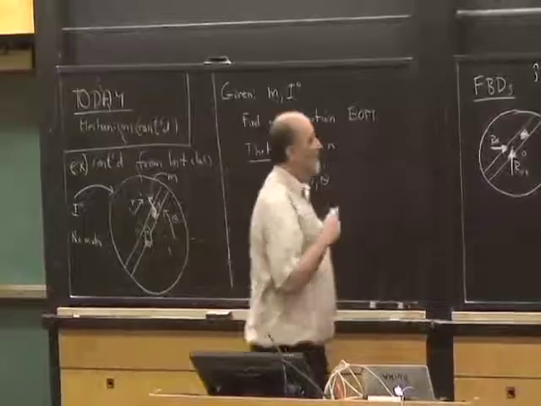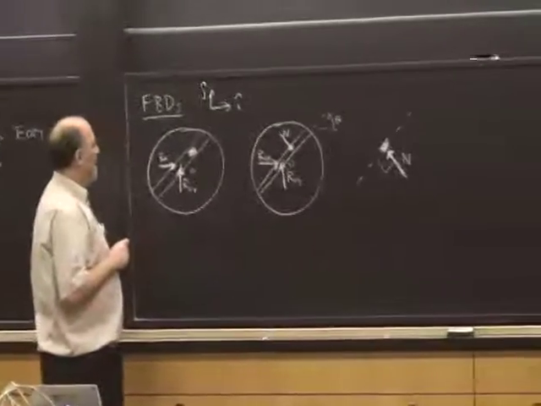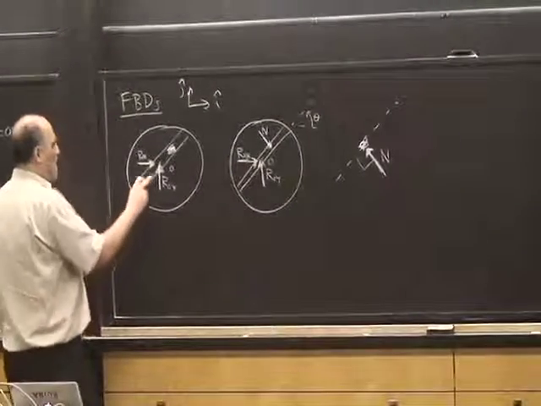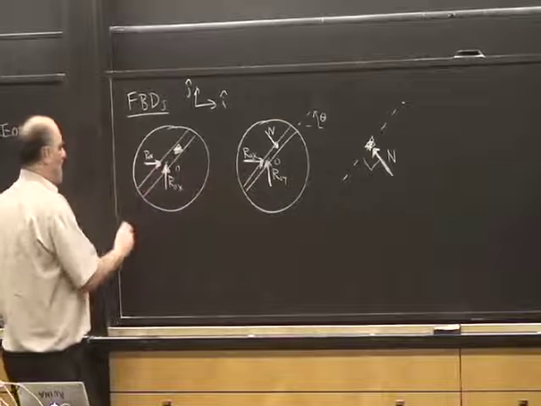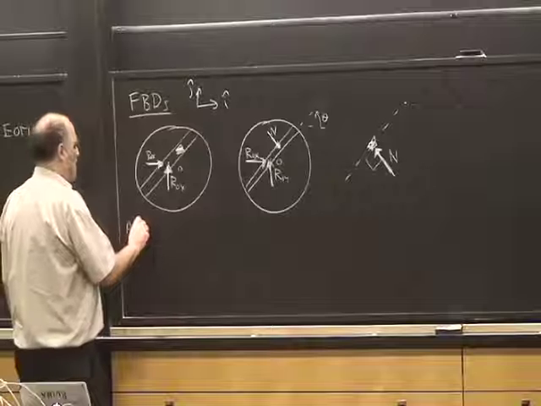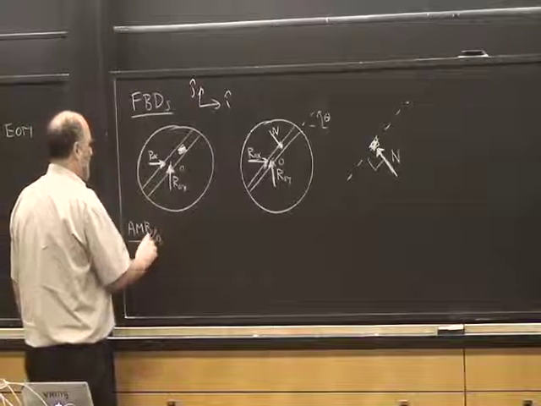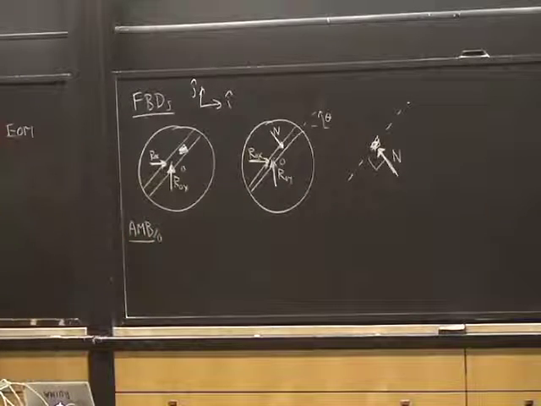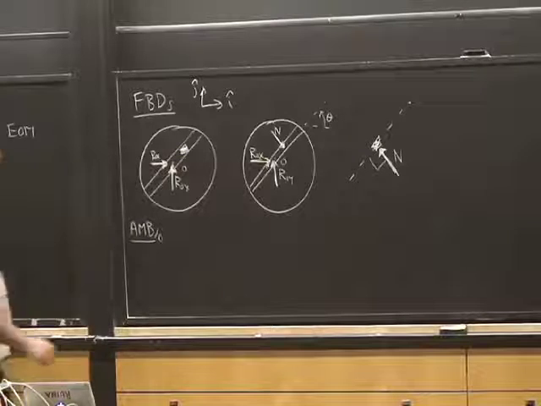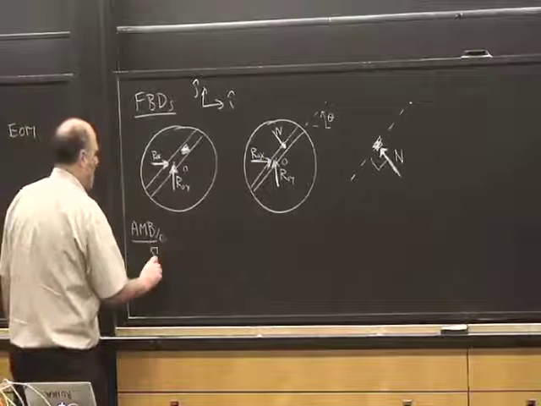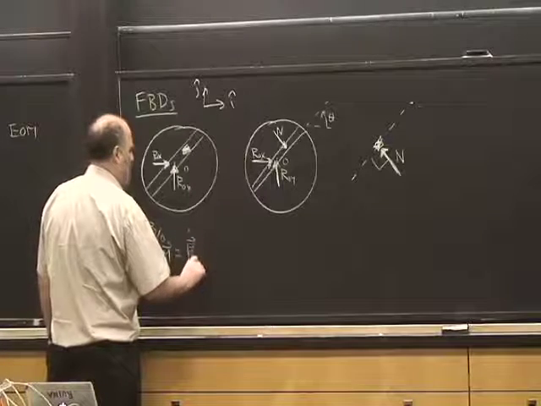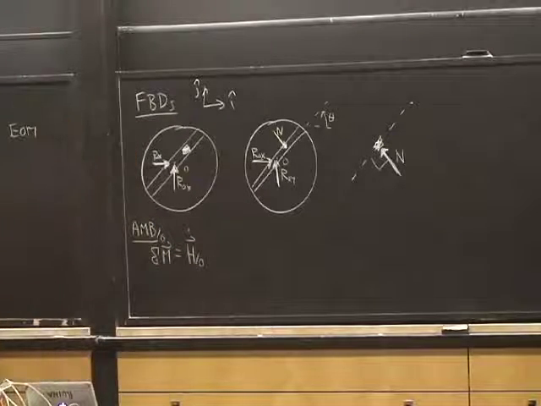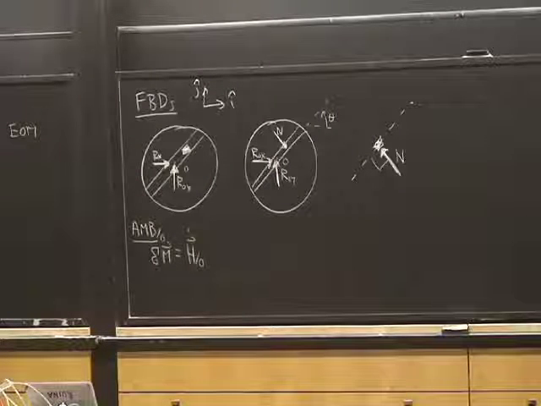Okay, so now we want to figure out equations of motion for this thing. How do we figure it out? One way we can do is we can start with this free body diagram, and we can write angular momentum balance with respect to O for this thing. So what does that say? It says that the sum of moments on this system is equal to the rate of change of angular momentum with respect to O.